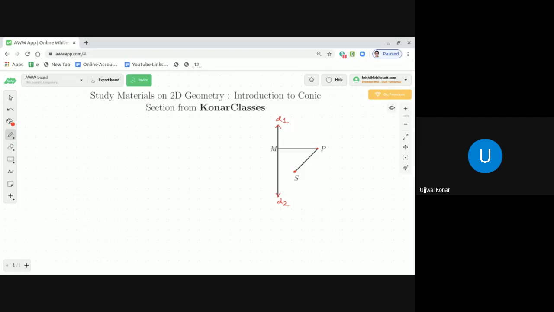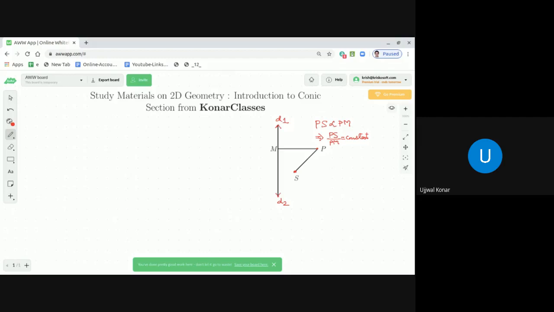And when there is a distance from a point to a straight line, it is always the perpendicular distance we consider. So in simple terms, the point P is moving in such a manner that PS by PM is constant. When we say that PS is in constant ratio of PM, that means PS by PM is a constant. Then we can say that the curve traced by the point P is a conic section.